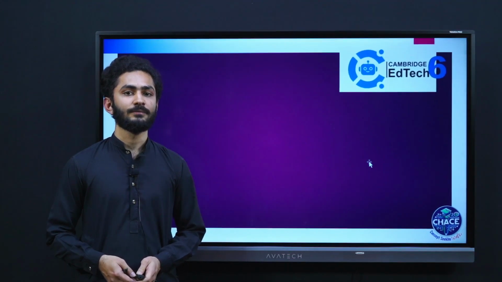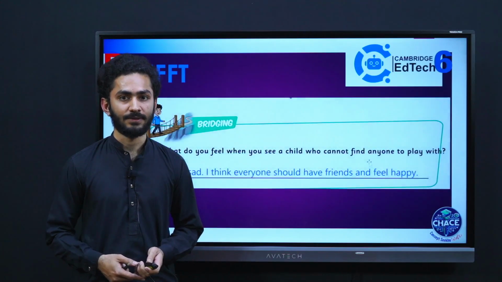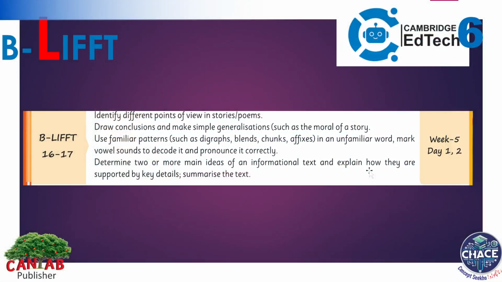Let's see what we have today. Here's a B-lift and here is the answer of that B-lift. I hope you have solved it. Let's see what B-lift and what learning outcome we have today. Today we are going to discuss B-lift number 16 and there are two SLOs in it.